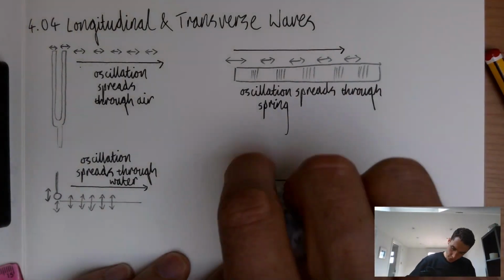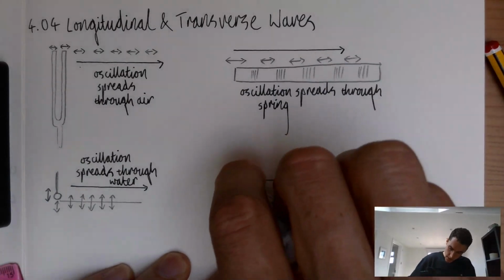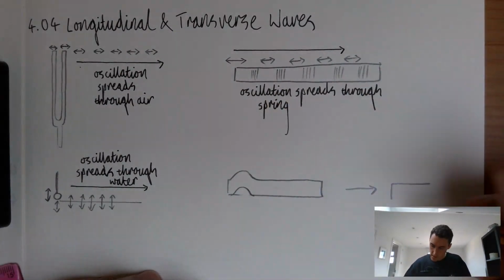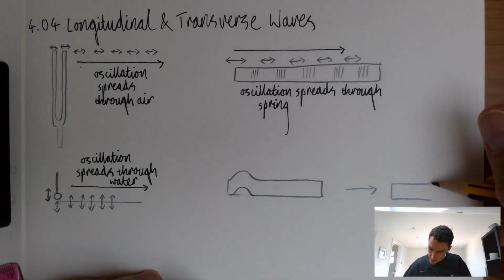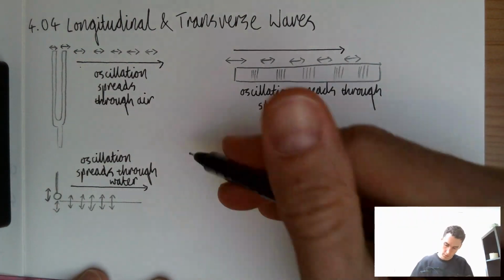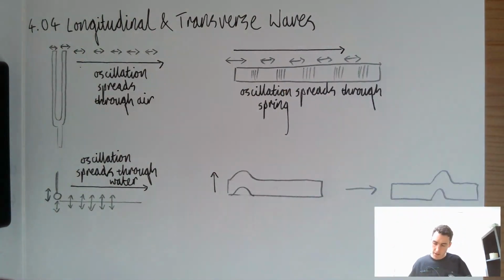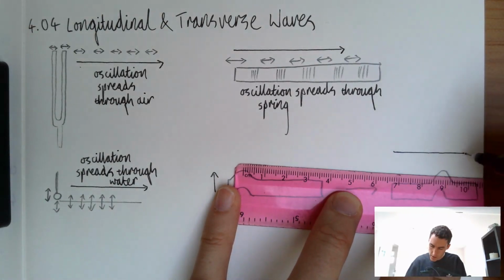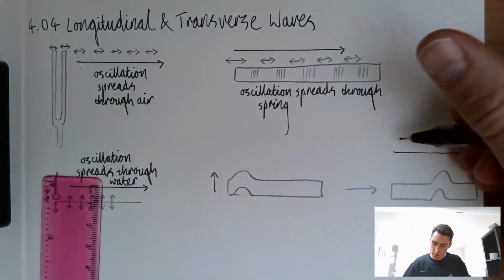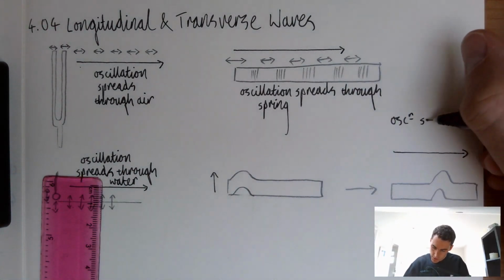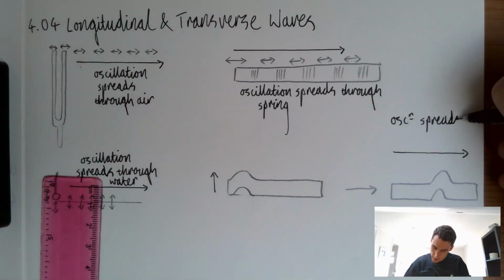Sorry, that's not very well drawn, is it? Because that should be upwards like this. So if you move your hand up, again, this is easier to demo than it is to draw, really. But that pulse spreads through. So if you move your hand up like this, that pulse spreads through the medium. So again, you could label this as oscillation. I'll just do this shorthand. Oscillation spreads through spring.